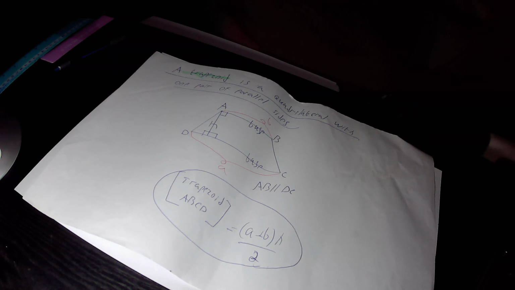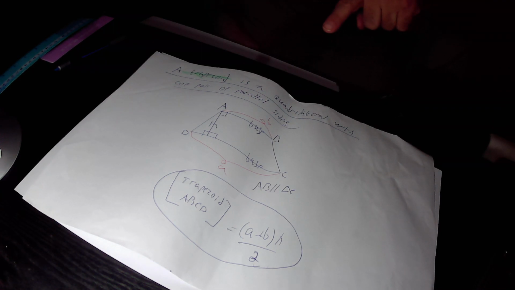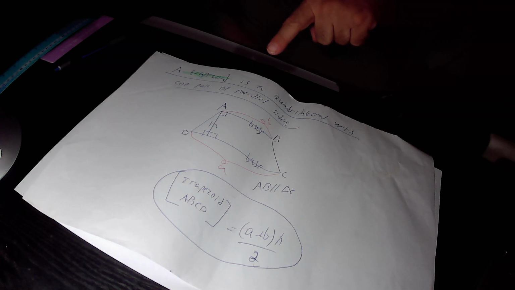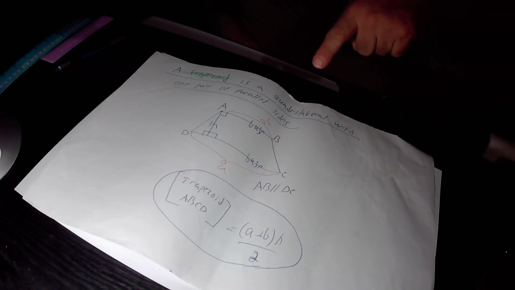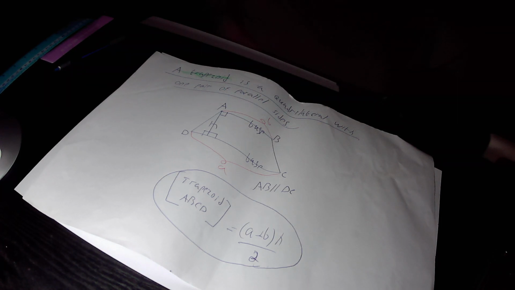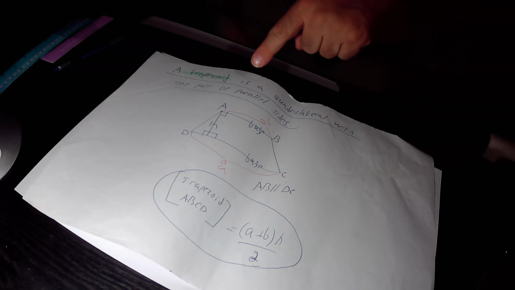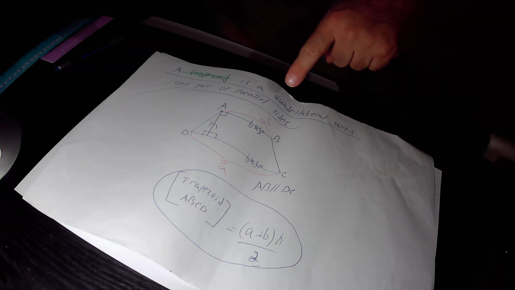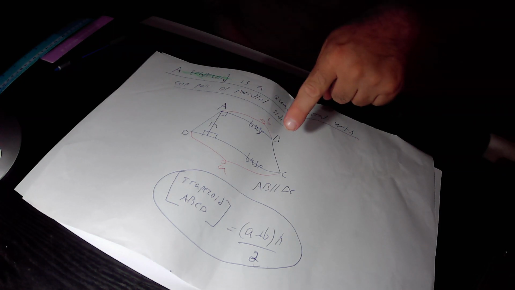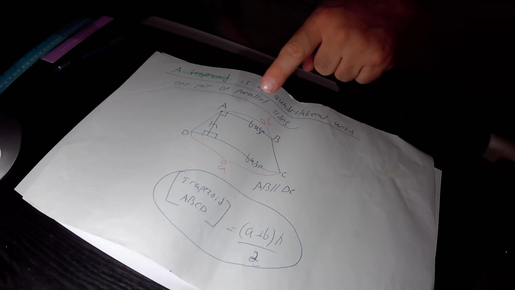And what is the area of this trapezoid ABCD? The area is equal to the sum of its two bases, that is A plus B, times the height h over 2. The two bases are the two parallel sides, that is AB, which is B, and DC, which is A. So the area is the sum of the two parallel bases, A plus B, times the height h over 2.